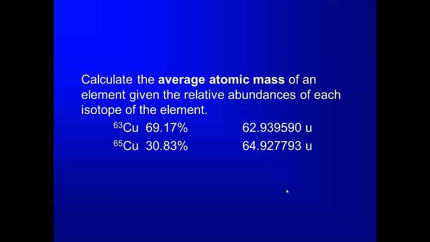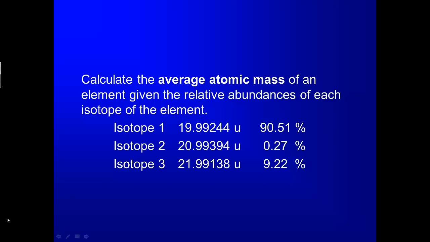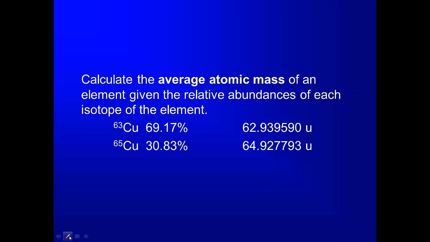This is the same example that you have in your packet. Calculate the average atomic mass of an element if I am given the relative abundance of each isotope. This is copper. I have two different isotopes. I have copper 63. This is the actual mass for copper 63. If I rounded this, I'd round it up to 63. There's 69.1% copper 63, but a little over 30% is coming from copper 65. So the true mass has to be somewhere between those numbers.